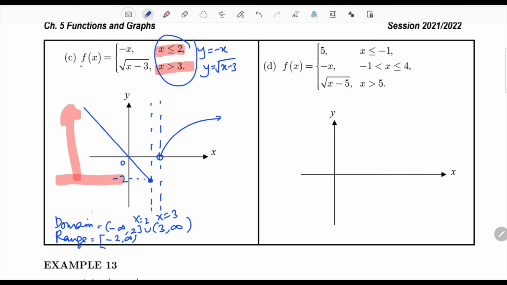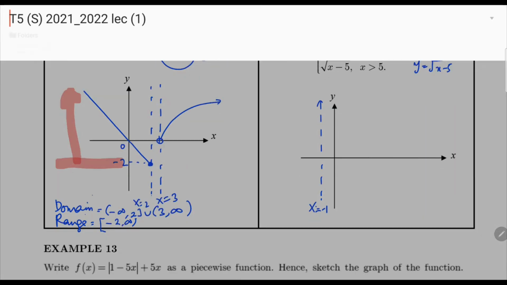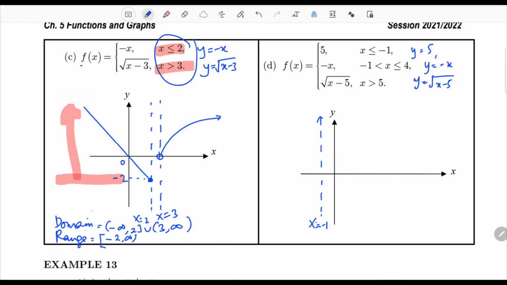So D, y equals 5, y equals negative x, y equals square root of x minus 5. So again, find your negative 1. So this is your negative 1, x equals negative 1, and then x equals 4. So this is when x is 4, x is 5.